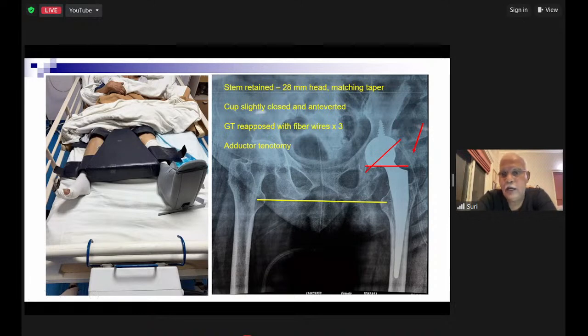Precisely, that's what I'm saying. You can't bring it down. You won't get approximation. With osteopenic bone, the fiber wire will be floating in the soft tissues. Augmentation is the way to go in these cases.